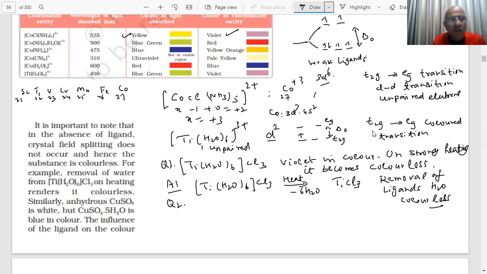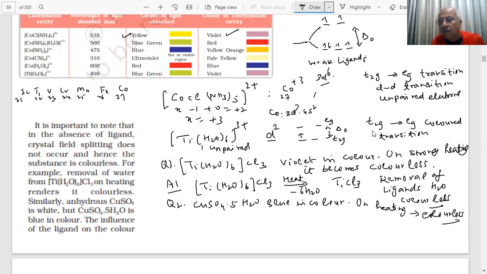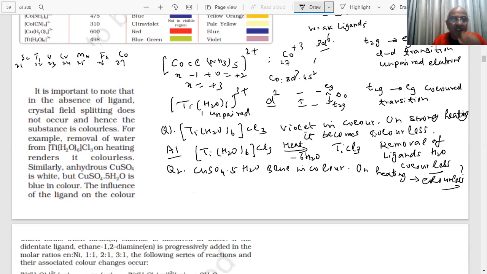Question number 2, students. Copper sulfate pentahydrate, CuSO4·5H2O, is blue in color. On strong heating, it becomes colorless. Explain. What is your answer? What will happen on strong heating? Such questions are going to be there in the paper. On heating, it loses color. Why? The blue color becomes colorless on heating. What answer are you giving?